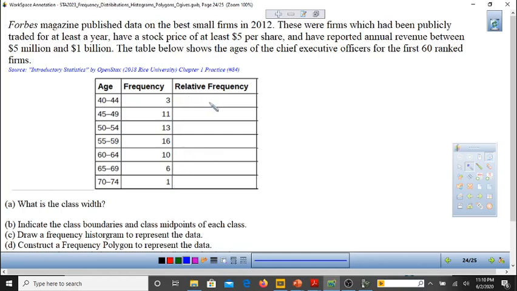And then we can find our relative frequency by just dividing 3 divided by 60 is 0.05. So I'll just write that in right now, 0.05, or we can say 5%. And then we can do 11 divided by 60, and that one is 0.18333. The 3 is repeated, and so that's 18.3%.